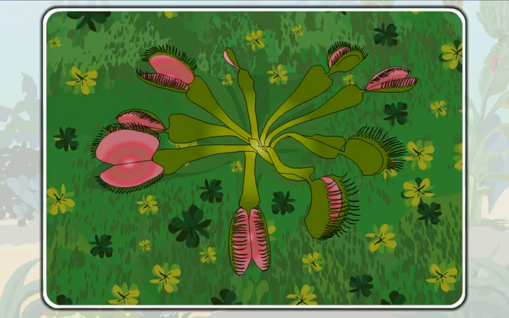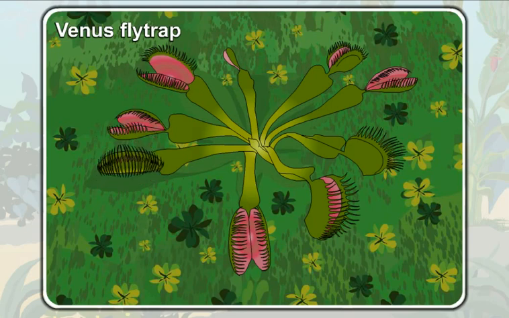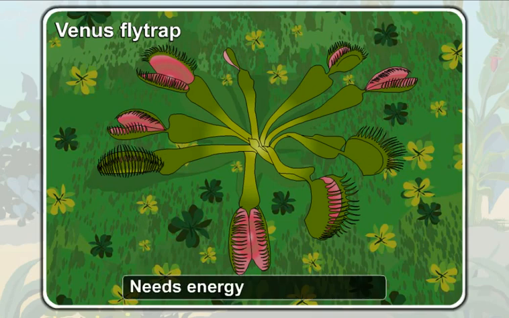Now look at this plant. It is a Venus flytrap. It traps flies to eat them. The Venus flytrap also needs energy to trap the flies.